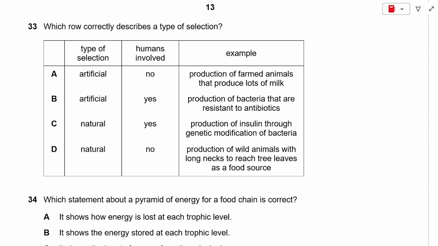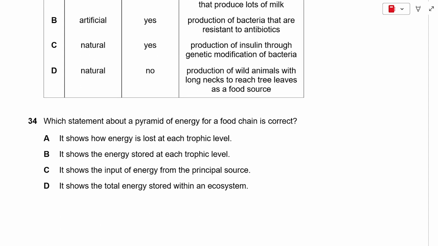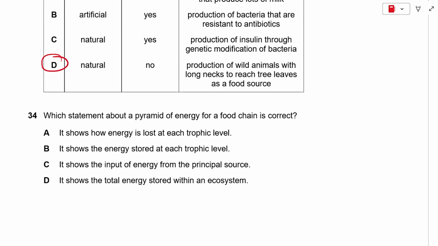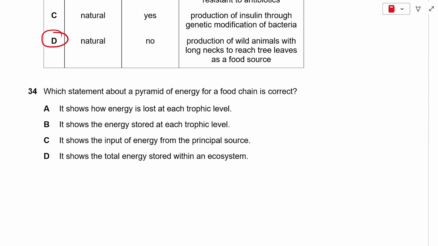Natural selection, humans are involved, no. Humans are not involved in natural selection. Alright. Natural selection, humans not involved, yes. Production of wild animals with long necks to reach tree levels, yes. So D is going to be the correct answer because it just changes within the animal itself. Alright. Okay. Question 34 says, which statement about pyramid of energy for a food chain is correct?